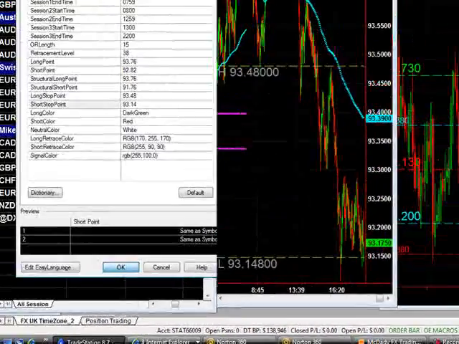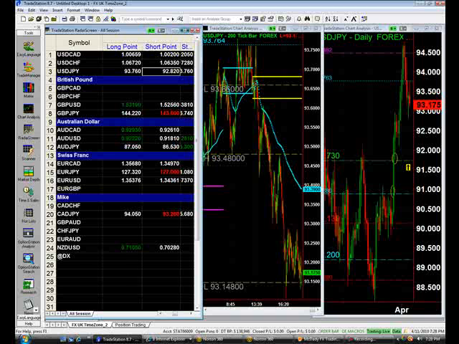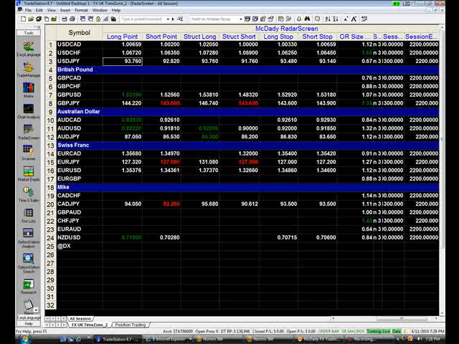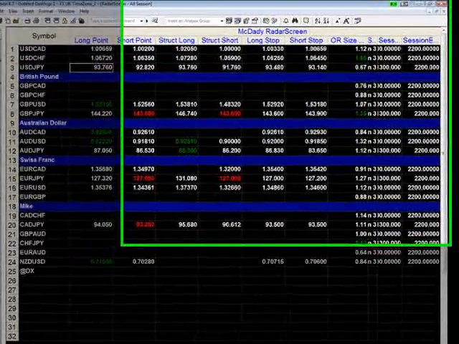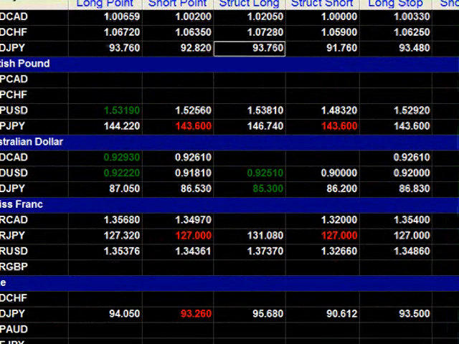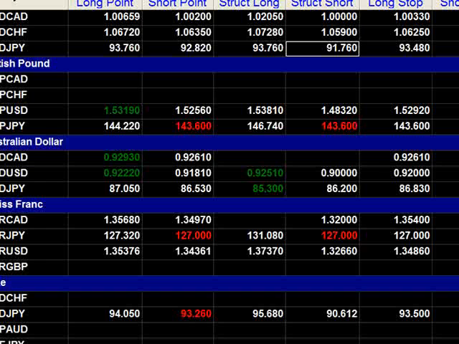Okay, so that is the dollar yen. Our long point is 93.76. The short point is 92.82. Your structure long is 93.76. Your structure short is 91.76. And your long stop is 93.48, and your short stop is 93.14. Okay.